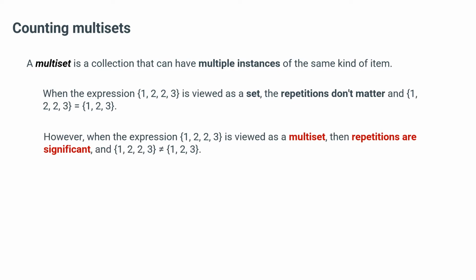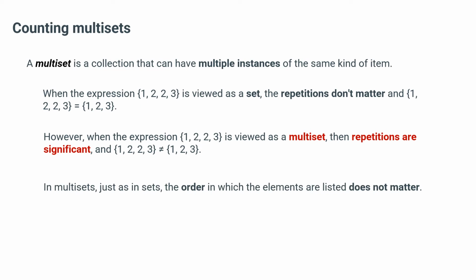But when we're talking about multisets, the repetitions are significant. So it still looks the same with the curly braces, but 1, 2, 2, 3 means that we've got 2 instances of the 2 in there. And just like with sets, the order in which they're listed doesn't matter. But of course, if there's more than one, it is significant.